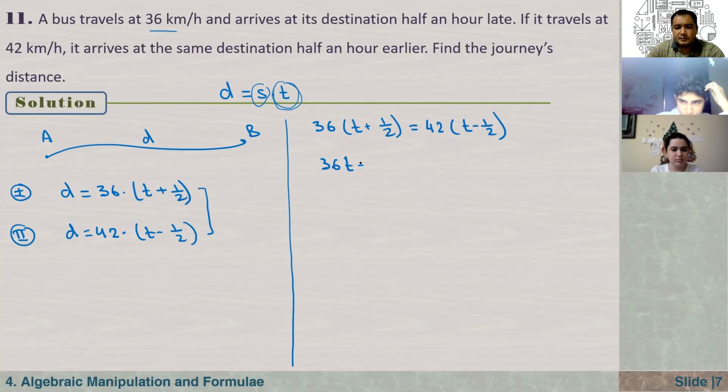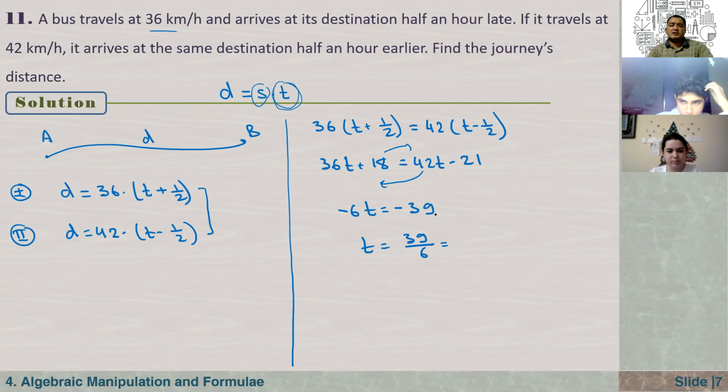36t plus 18 on the left, and on the right hand side, 42 times t is 42t minus 21. Now I take 42t to the left hand side and this 18 to the right hand side: 36 minus 42 is negative 6, so negative 6t equals negative 21 minus 18, that is negative 39. Now t is equal to 39 over 6, because both sides are negative numbers. By multiplying both sides by negative 1, we can cancel out the signs. If you simplify this by 3, we have 13 over 2, which is 6.5 hours.